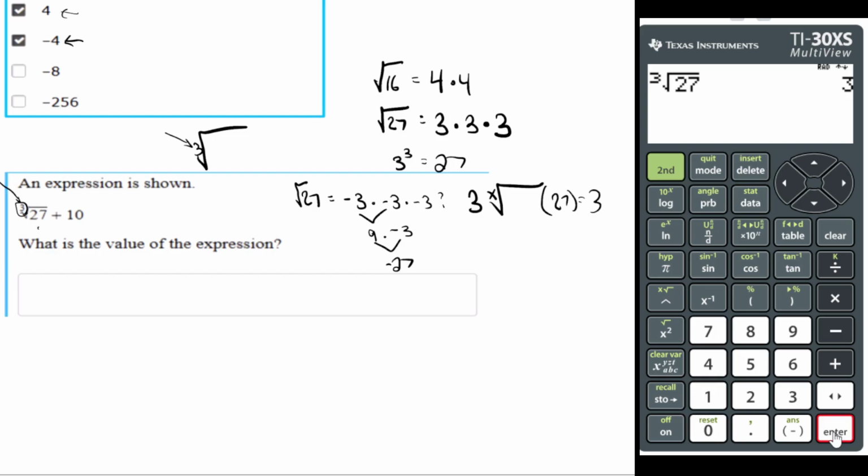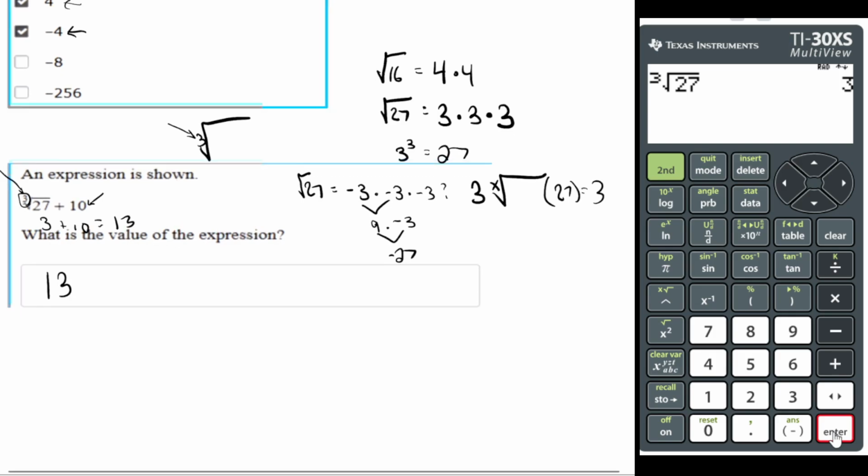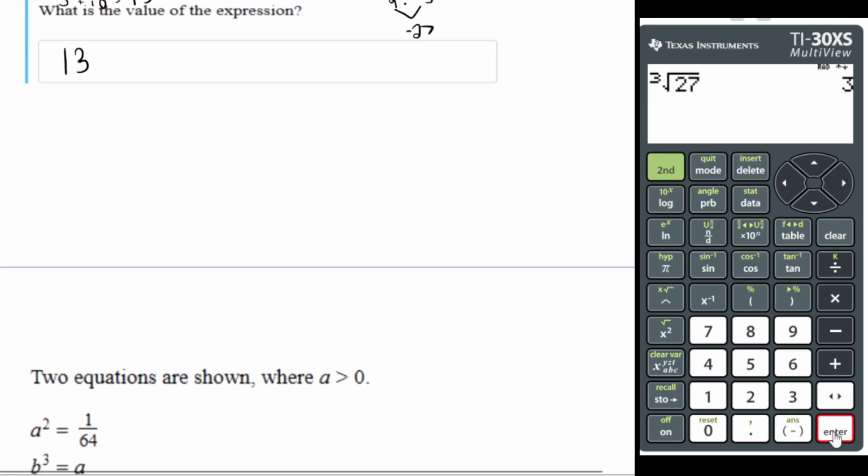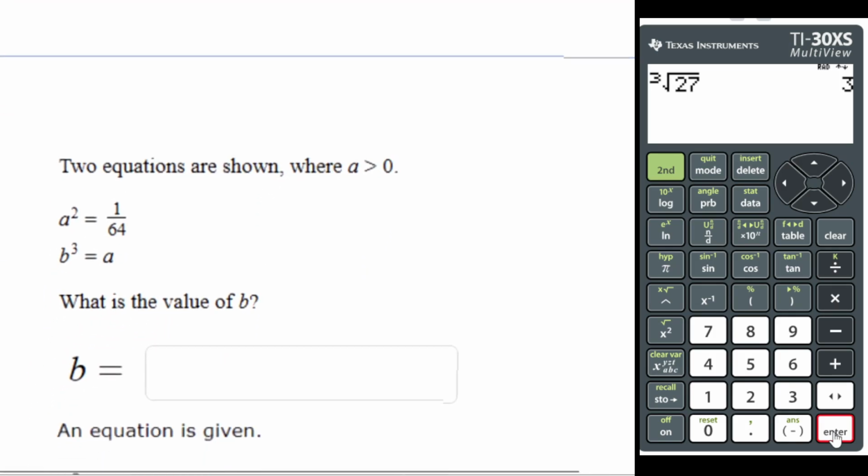So we know the cube root is 3, but the one thing we have to remember, we have this +10 tacked on. You can't forget about the +10. What's 3 plus 10? 3 plus 10 is 13. So you put in 13, and you call it a day. All right.